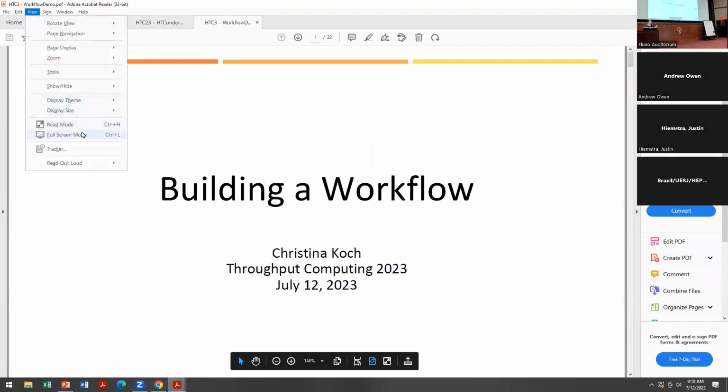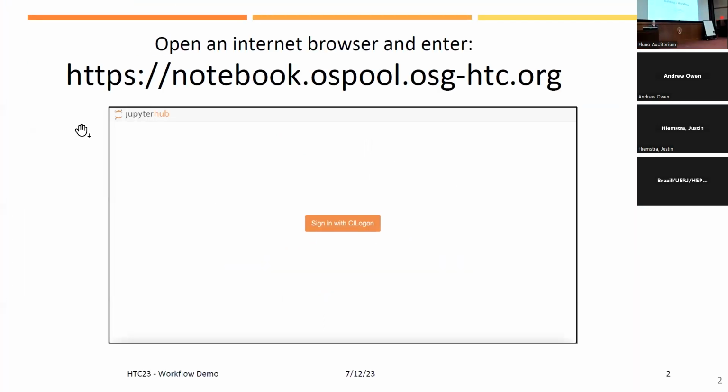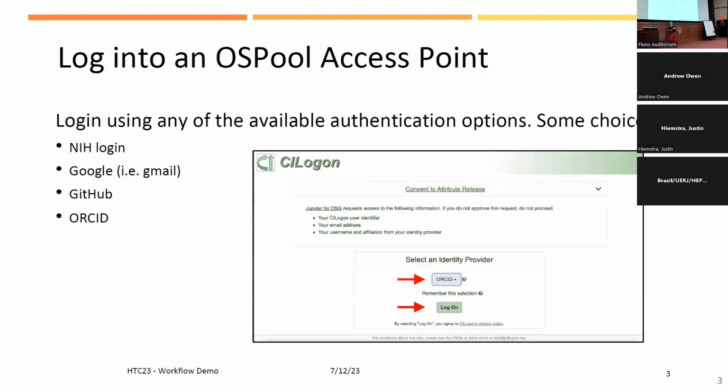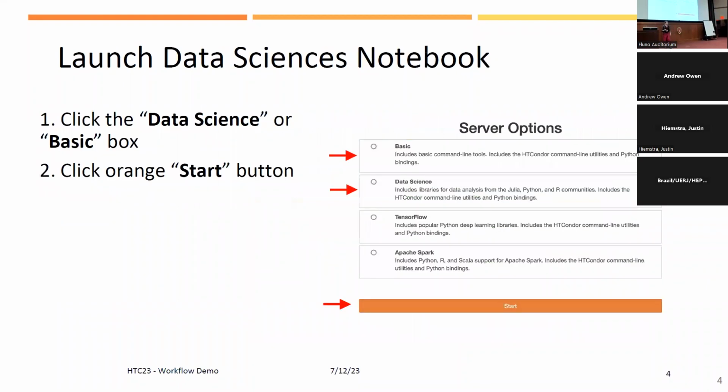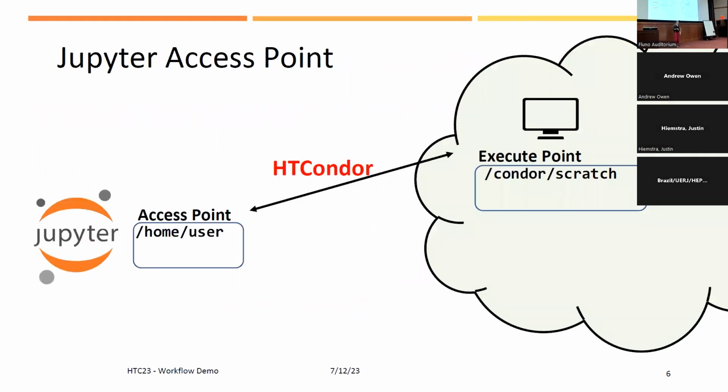So you just saw me go through these steps if you are accessing the notebook, but I'll go to the slides. There we go. You can go either to this full link or to the tiny URL that I just mentioned. Click on sign in with CILogon. You can use your institutional ID. If your institution isn't listed, you can use ORCID or GitHub to log in. And then you can pick either the basic or data science notebook to start. And when I actually get to the demo, I'm going to open a terminal.